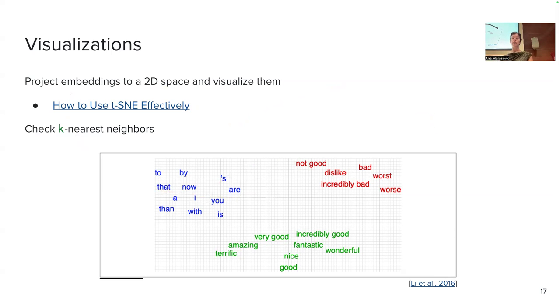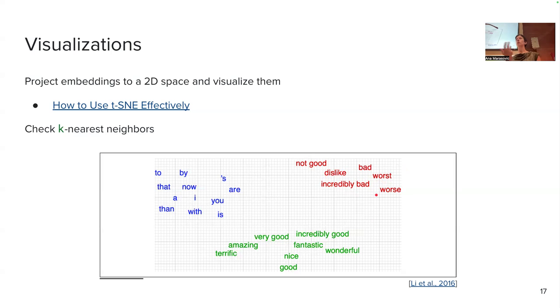In any case, you can pick some words and then show k nearest neighbors, meaning the k vectors that are in the closest proximity to the chosen vector. And here, these authors have picked three words and then taken their k nearest neighbors. So let's look into this. Here we have not good, dislike, bad, worse, incredibly bad.